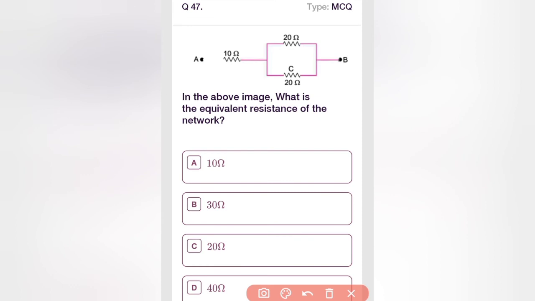In the given circuit, these two resistances are connected in parallel, 20 ohm and 20 ohm. So we have to find the equivalent resistance. I told already that if two resistances are of the same value, then we have to divide by 2, R by 2. So it's going to be 10, 10 and 10 in series. So 10 plus 10, total resistance will be 20 ohm. The correct answer is option C.